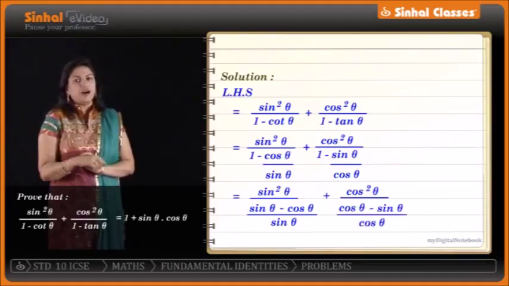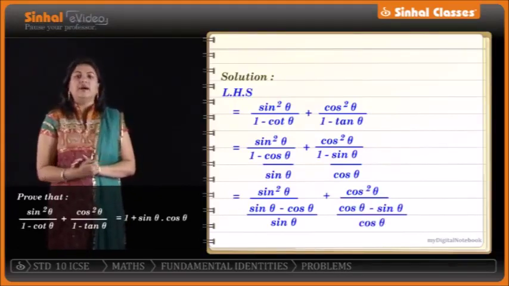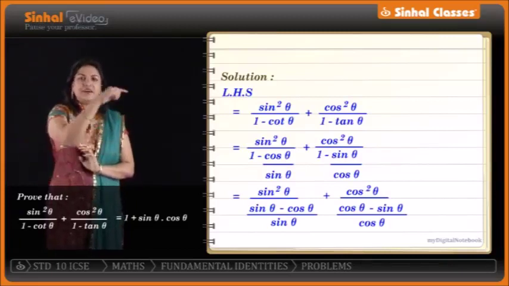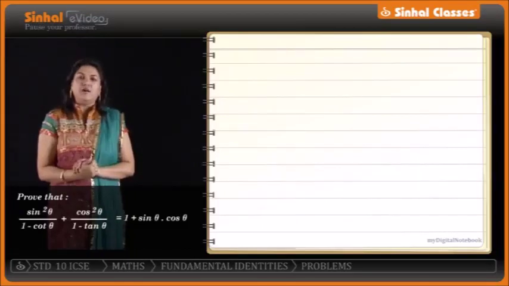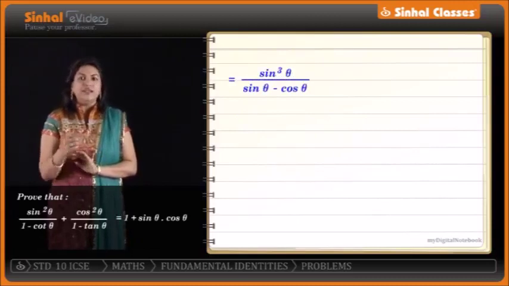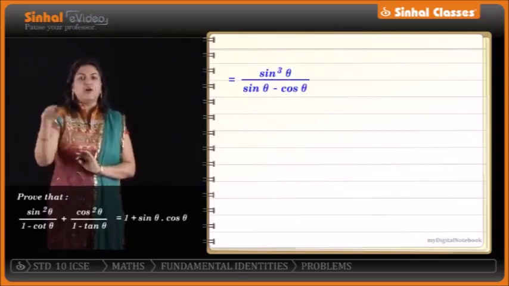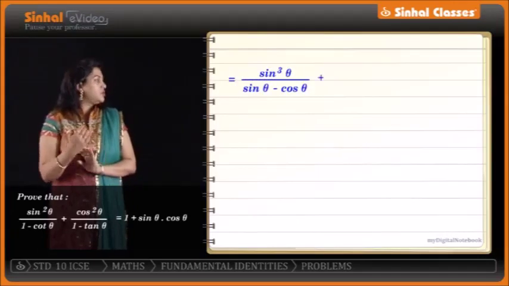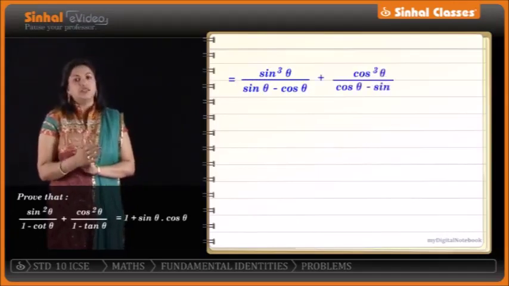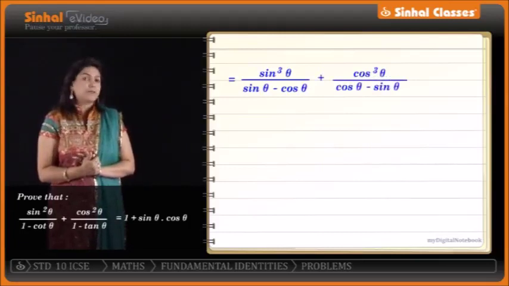Now, in the first term, sin theta is the denominator of the denominator. So, it goes to the numerator. So, we have sin cube theta upon sin theta minus cos theta. Similarly, in the second term, cos theta goes to the numerator. We have cos cube theta upon cos theta minus sin theta.